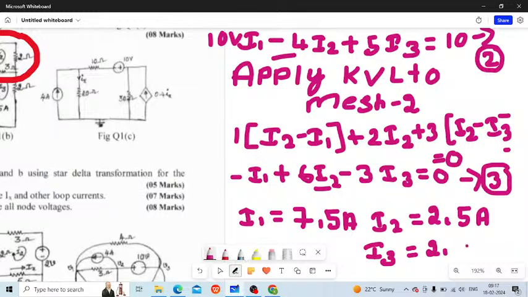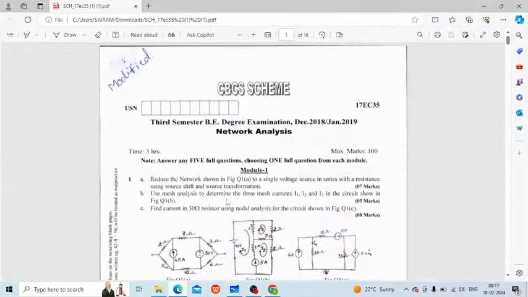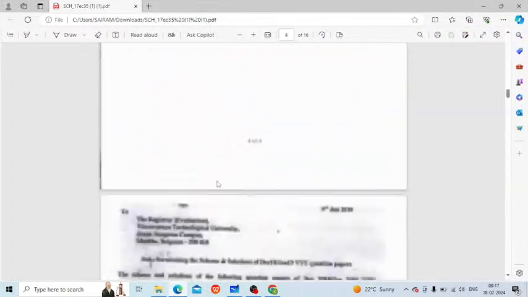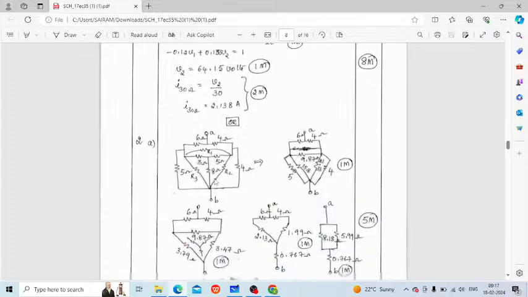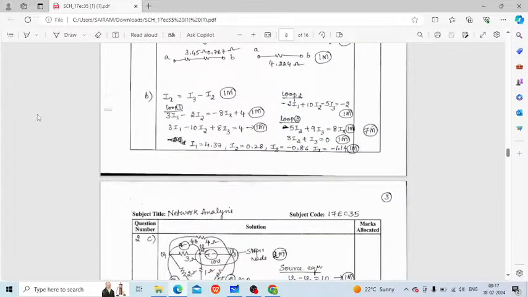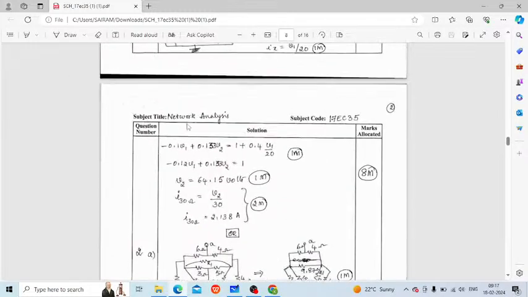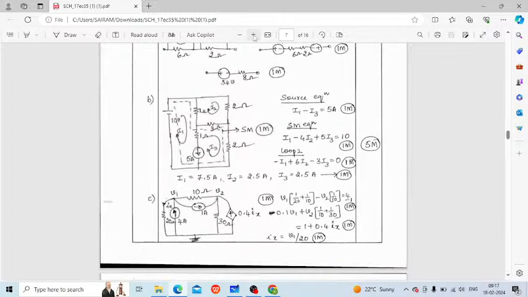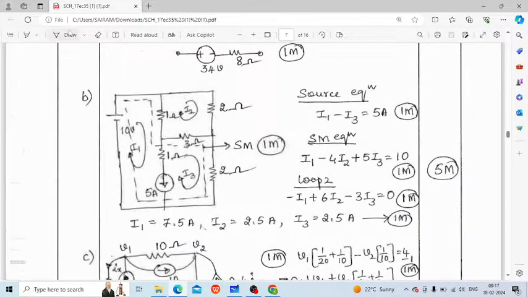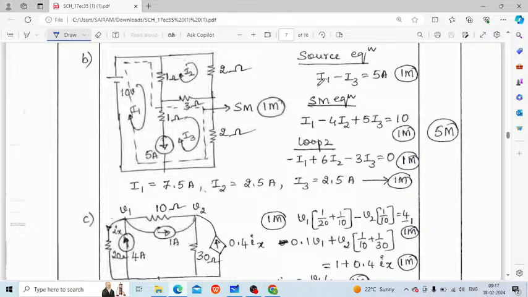Okay, so we'll check with the scheme of valuation and see how this is equal to that. And here is the scheme of valuation. Here you can see I1 minus I3 is equal to 5 ampere, and here it is I1 minus 4I2 plus 5I3 is equal to 10. Now, is this correct, what we have got?